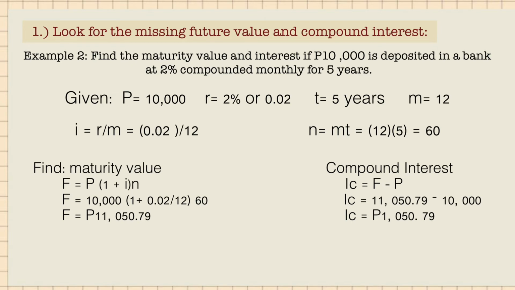For our compound interest, since we already have our F, we will use the formula F minus P. So that would be 11,050.79 minus 10,000, and now we get 1,050.79.